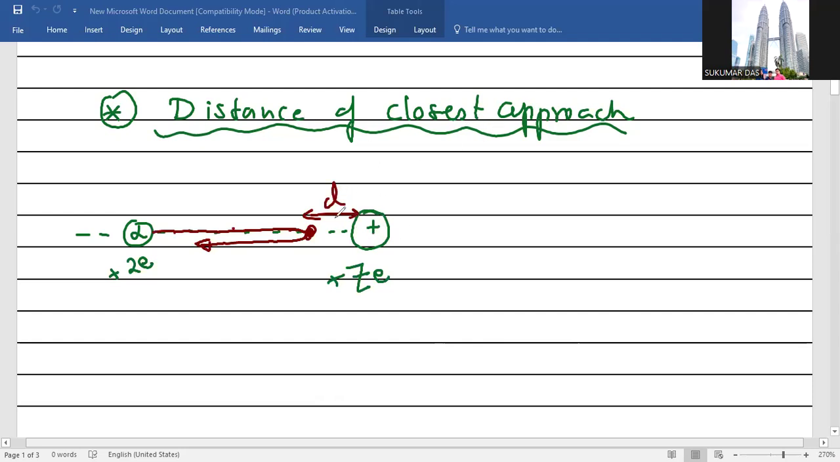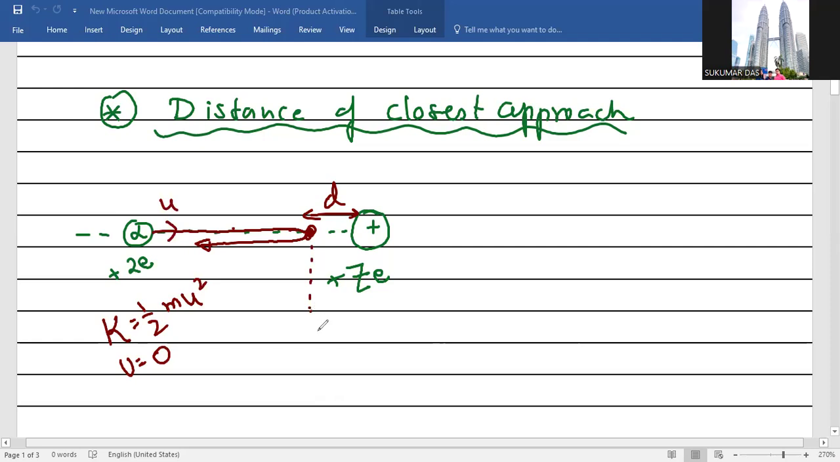So distance of closest approach is the minimum distance to which the alpha particle can reach towards the target nucleus. Both are positive, so the alpha particle will be bounced back from a certain distance. That distance is called distance of closest approach. Now, what is happening here? When we launch the alpha particle with kinetic energy K, at that moment it has potential energy 0, whereas kinetic energy is half mu square, where u is the speed with which it is launched.